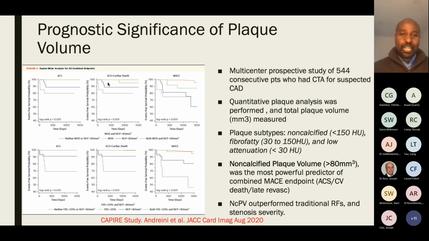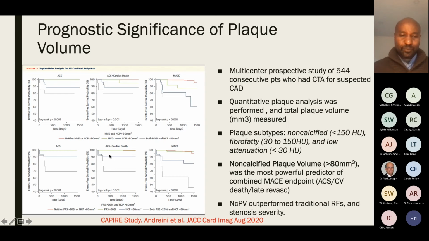The people who were the next lowest risk were people who had multi-vessel disease, but again, a low amount of non-calcified plaque volume. Higher risk out from that were people who had non-calcified plaque volume of a high extent, but did not have multi-vessel disease. So therefore, you were more likely to die or have ACS if you had a high burden of non-calcified plaque versus whether you had multi-vessel disease. So the plaque volume was a stronger predictor. And then if you had both, that was your highest event rate.